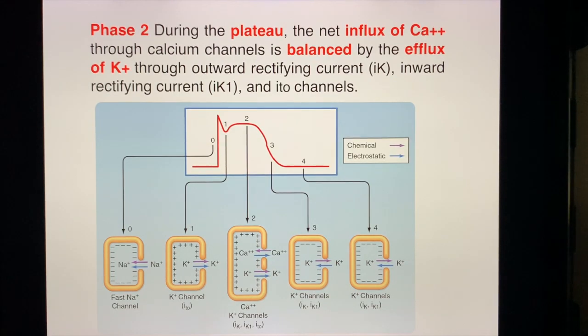Phase 2, as you can see in phase 2, it flattens out, or there's a plateau. So there's now an influx of calcium, and this is balanced by the efflux of potassium. So plateau is phase 2, or phase 2 is plateau. So please take note of that.